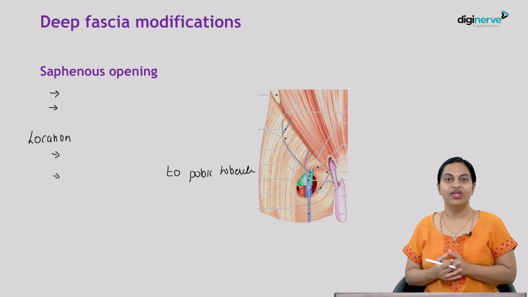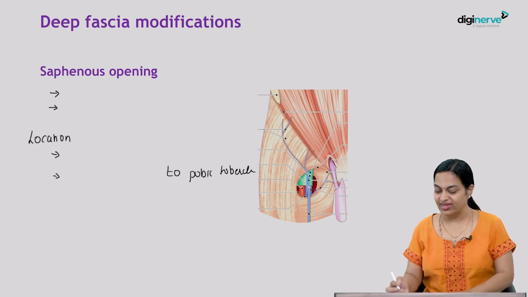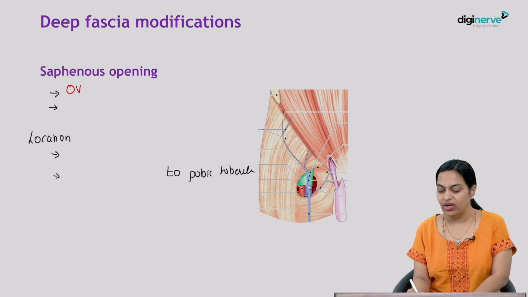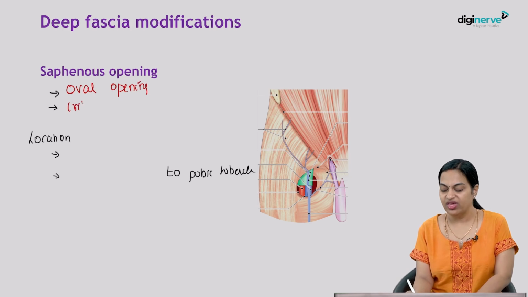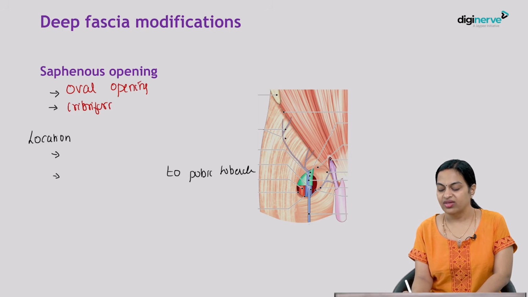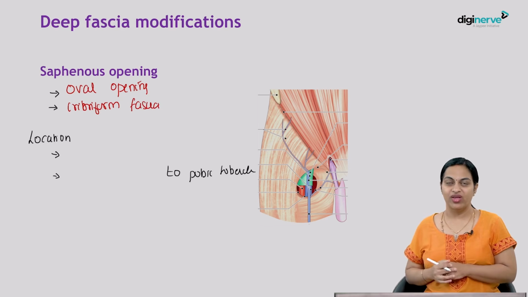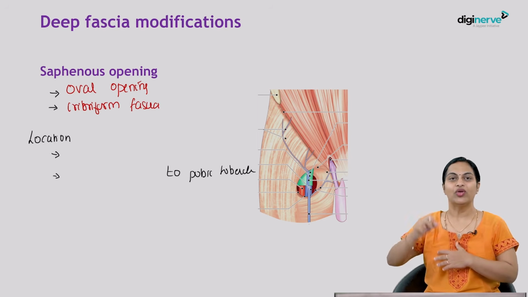So the saphenous opening is related to the femoral triangle. It is an oval opening, okay? And it is closed by the cribriform fascia. There are a number of structures that enter and leave through the saphenous opening. So the fascia lata in that area is sort of torn, with a lot of minute holes there.